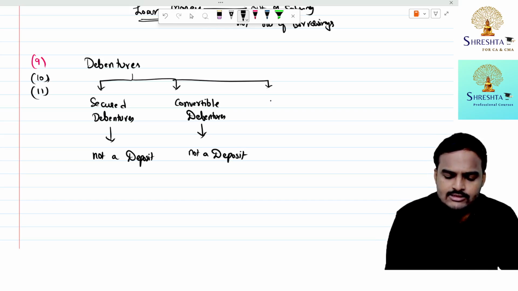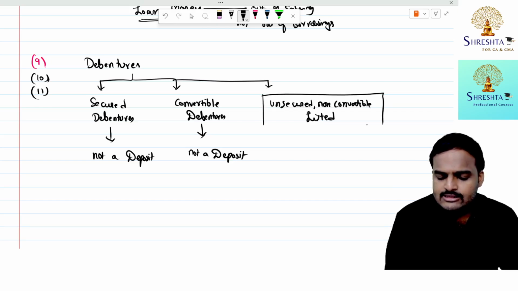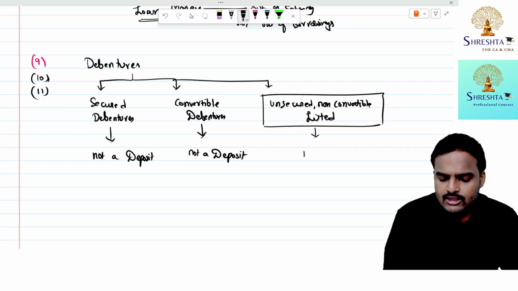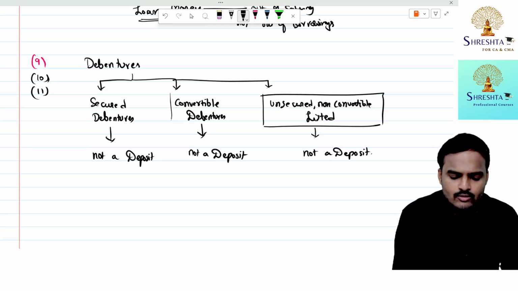Sir, unsecured, non-convertible, but listed on recognized stock exchanges. Listed debenture, sir. In that case also, not a deposit. So looking at this, I can make one conclusion. I can give you one conclusion.